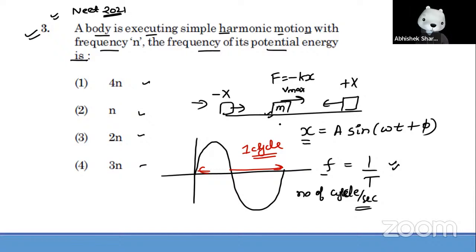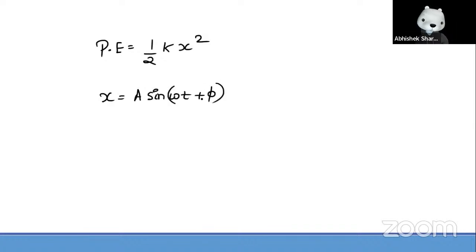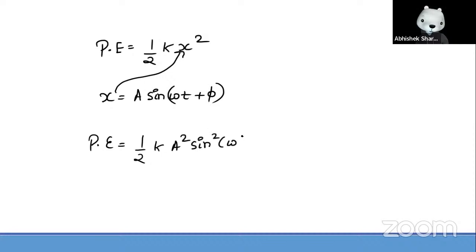Now we see the graph of the potential energy. We know in SHM, the potential energy is given by half k x square, and x is given as A sine omega t plus phi. So if you square this term, potential energy will come out to be half k x square, where x square is equal to A square sine square omega t plus phi, which is the initial phase.